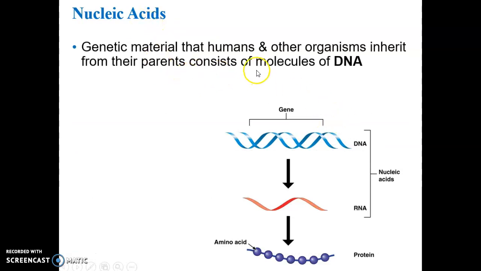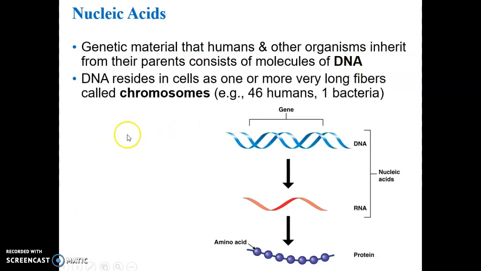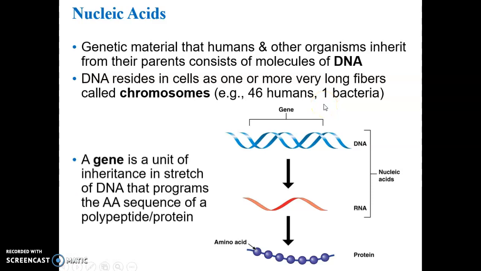So the genetic material for humans and many other organisms is inherited from our parents, and it consists of molecules of DNA. So DNA is found in our cells, in our nuclei, because we are eukaryotic organisms. And the DNA is in long, long fibers that are called chromosomes. In humans, we have 46 chromosomes, because we're fairly large and complex. Bacteria, for example, only have 1 chromosome.